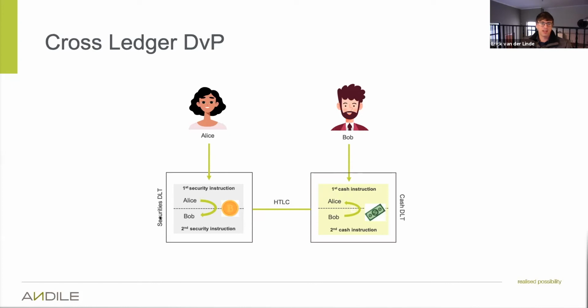And we link these 4 transactions using HTLC. This will allow us to achieve atomic swaps. So either both of these transactions will be finalized or they will receive back their funds. So let's look at how cross-ledger DvP actually works.